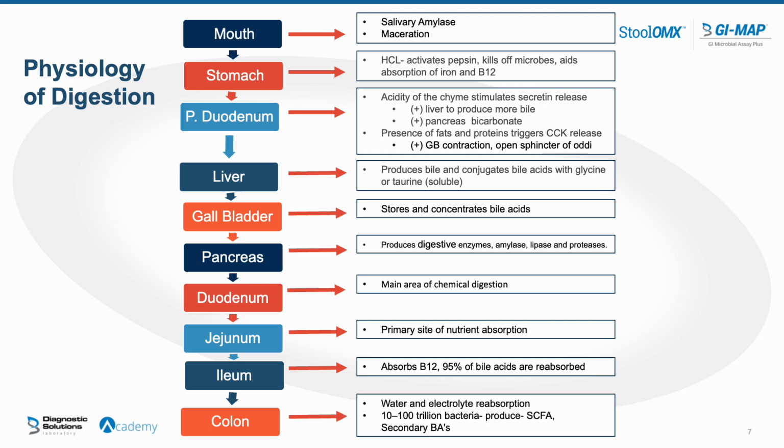Lastly, the large intestine is where water and electrolytes are reabsorbed, and the large bowel also houses 10 to 100 trillion bacteria that ferment fiber, polyphenols, and to a lesser degree proteins, producing health-promoting short-chain fatty acids. These bacteria also deconjugate bile acids by removing that glycine or taurine, and some of these deconjugated bile acids can be further modified into secondary bile acids that have many health benefits.